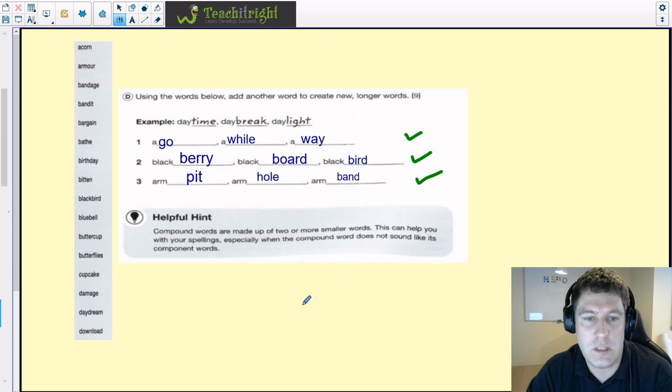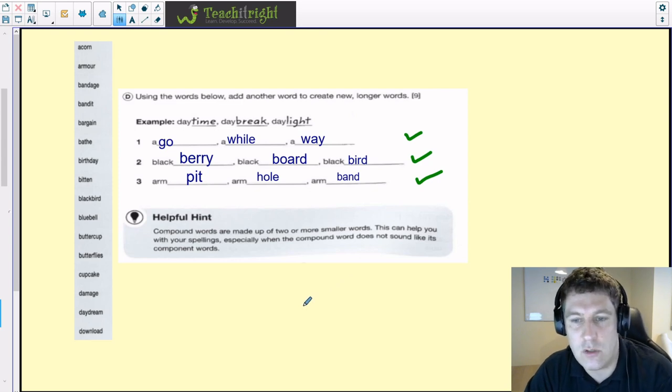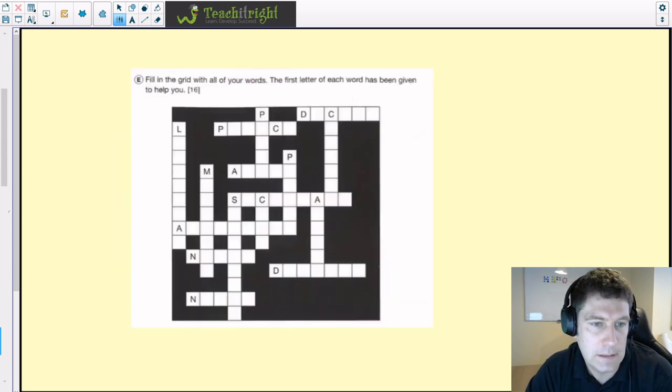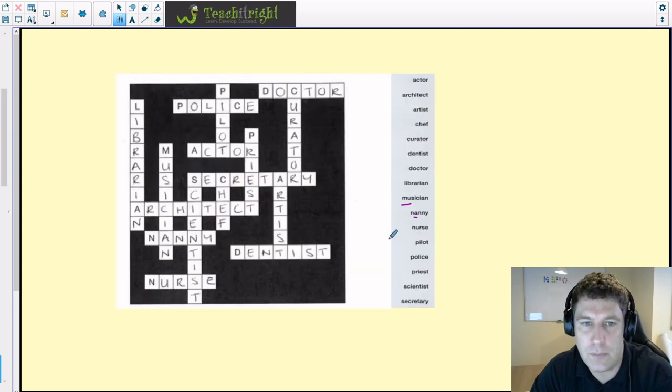This can help you with your spellings, especially when the compound word does not sound like its component word. Okay, so we've got another crossword here. Well, sorry, not quite like a crossword. This is more of a grid where you have to put the words in, and these are all to do with jobs. And I would like to thank Vicky Cullen, who actually put together these, or completed these grids and crosswords for me. So she had good fun having a go.